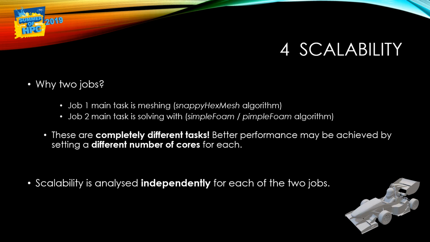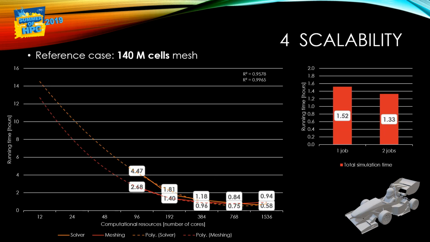But how to know what the optimum number of processors is? Via scalability analysis, that defines how much faster a program is when more processors are used to run it. The simulation on which this study is based is a 140 million cell mesh steady-state run for an FS car. For this case, the main graph shows that the meshing algorithm, red curve, scales worse and reaches a peak performance at around 700 processors, while the solver algorithm, orange curve, keeps on scaling decently even with more than 1500 processors.